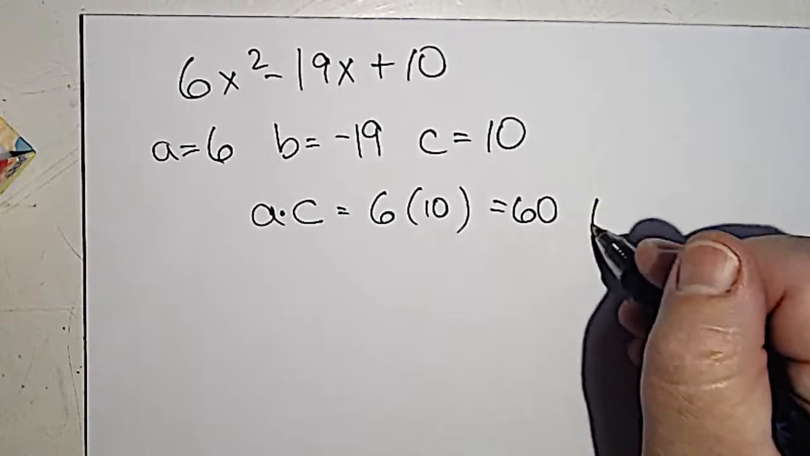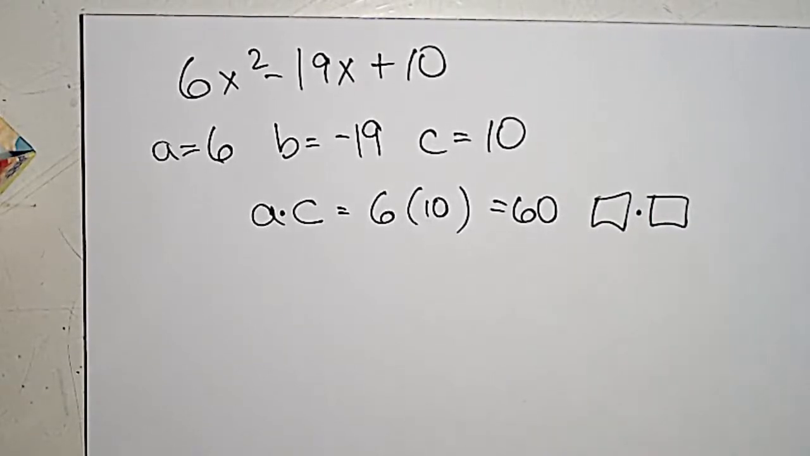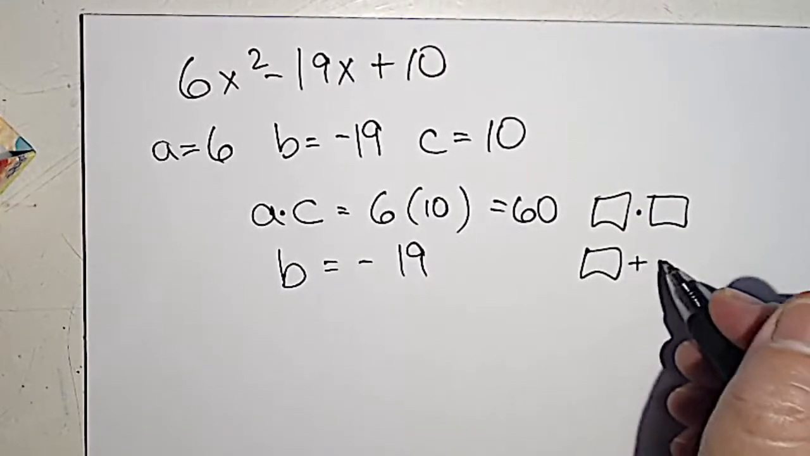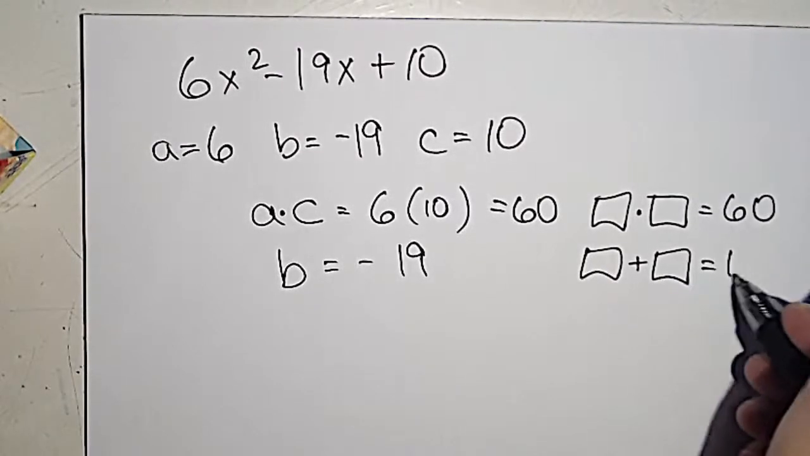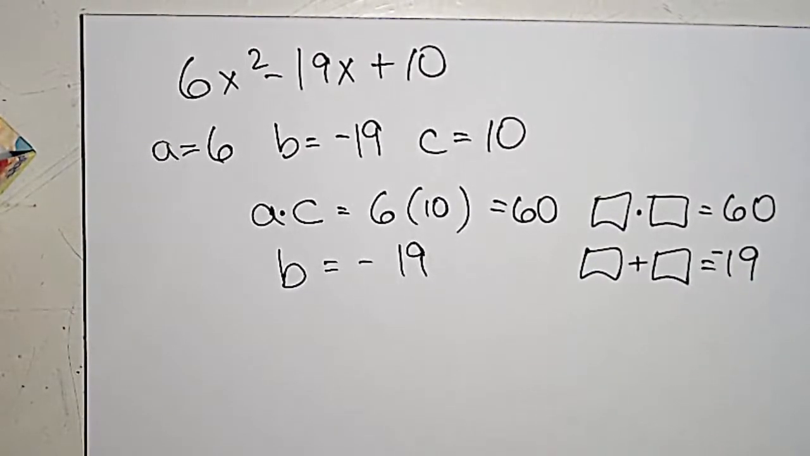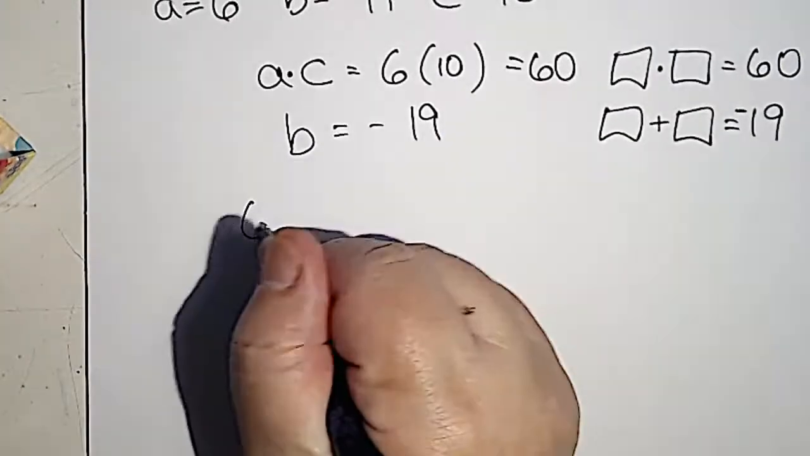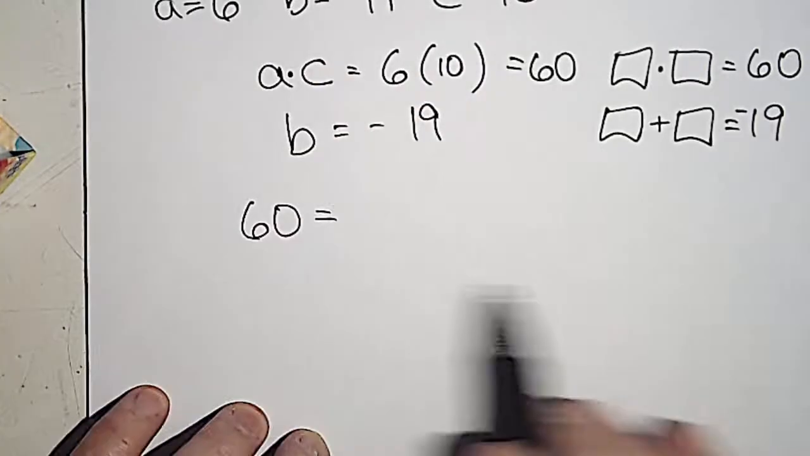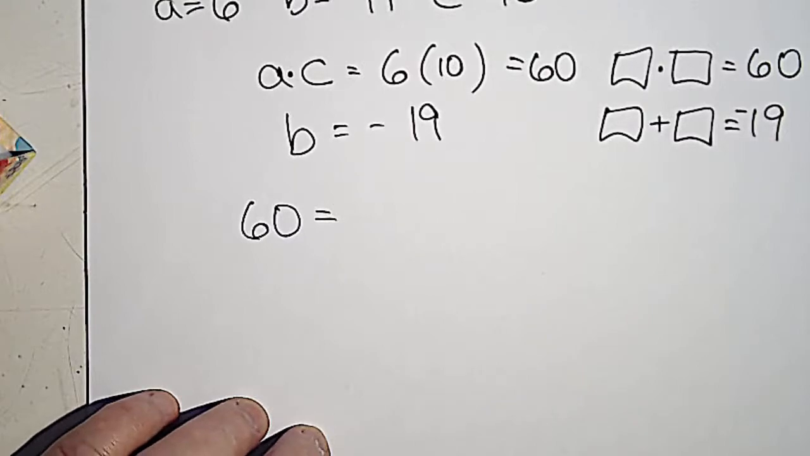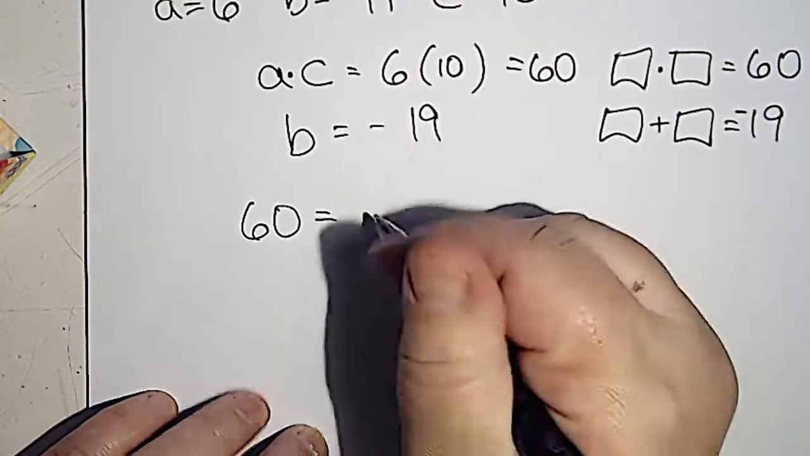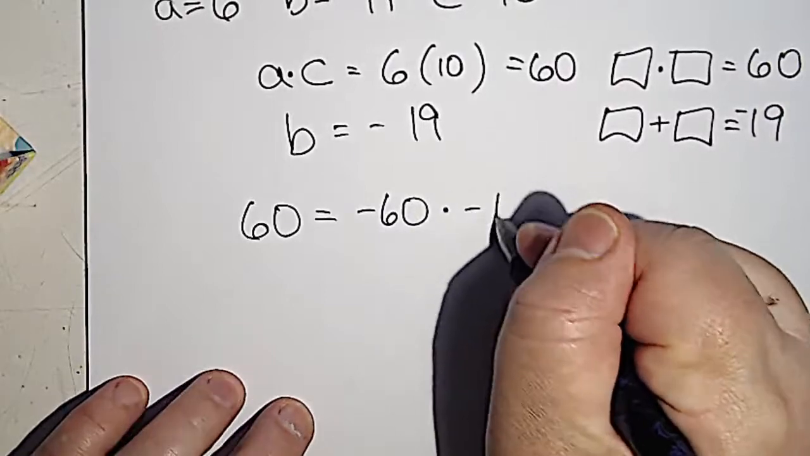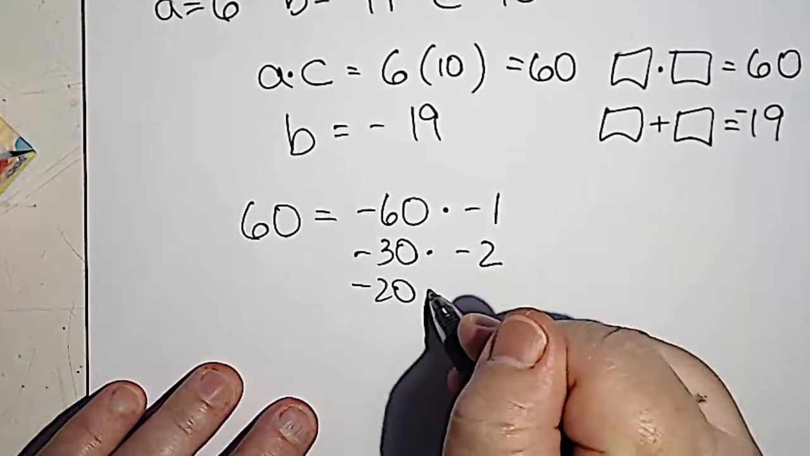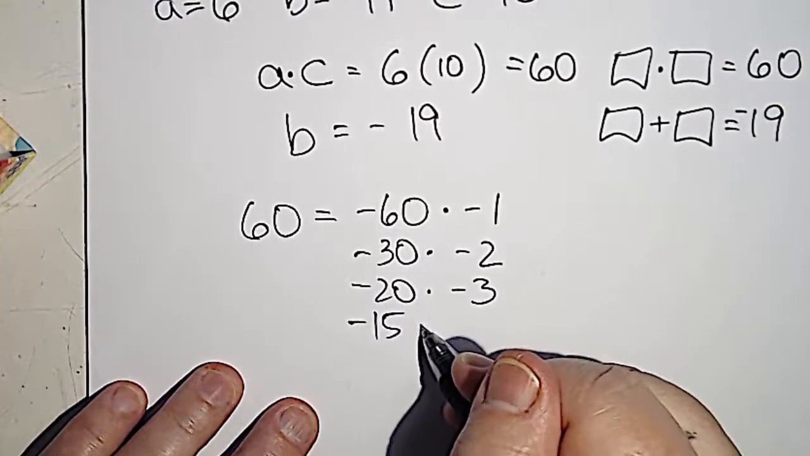You want to find two numbers which when multiplied together give you 60. B is negative 19. You want them to add together to negative 19. Okay, how do you multiply to get to 60? Well, first off, I know there are negative numbers running around, so I know I have to multiply negatives, right? So I'm going to do negative 60 times negative 1. Negative 30 times negative 2. Negative 20 times negative 3. Negative 15 times negative 4.